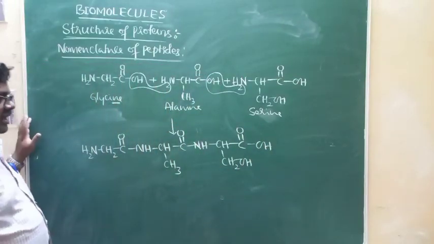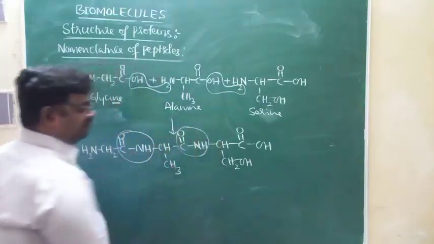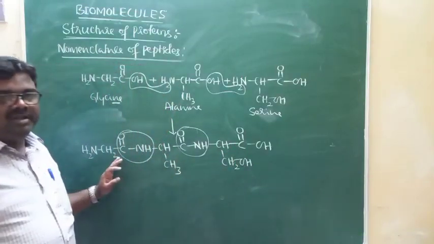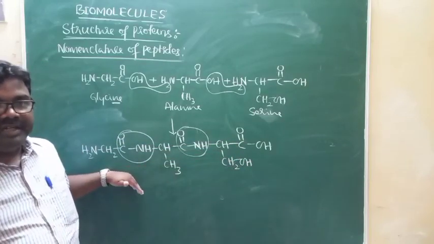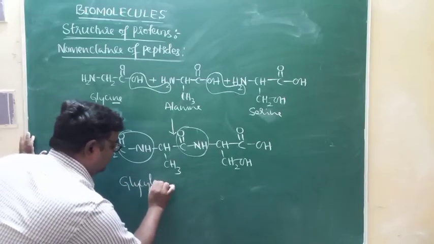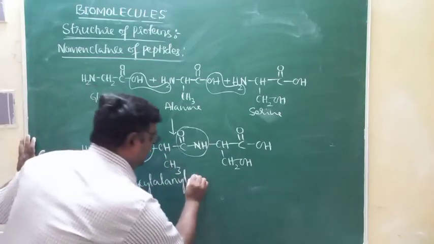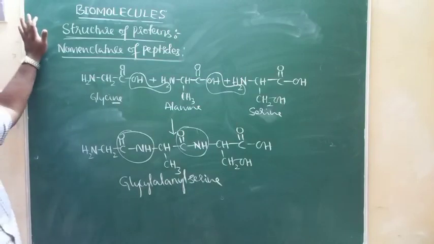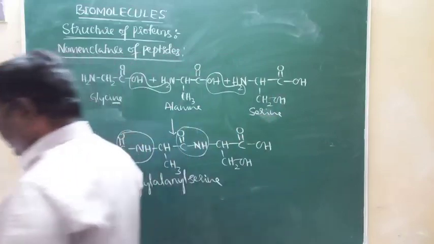This is a tripeptide. It contains two peptide linkages. In this tripeptide, the C terminal contains serine, therefore the base name of this tripeptide is obtained from the name serine. The remaining will be treated as substituents. Therefore it is glycyl alanyl serine. Like that, you can name peptides. So this is something about the nomenclature of peptides.